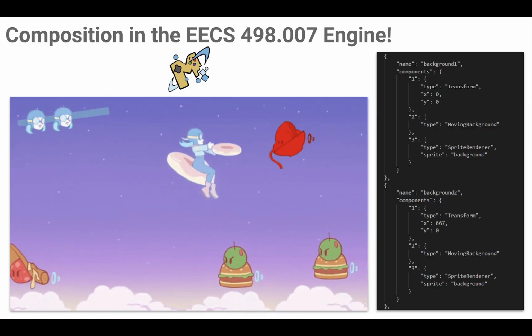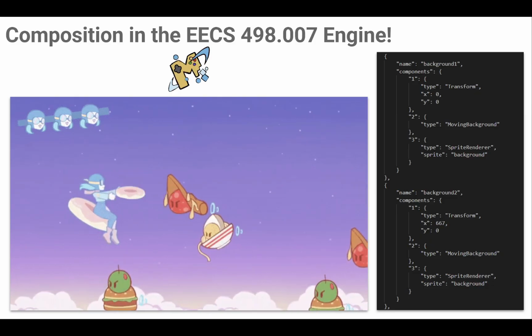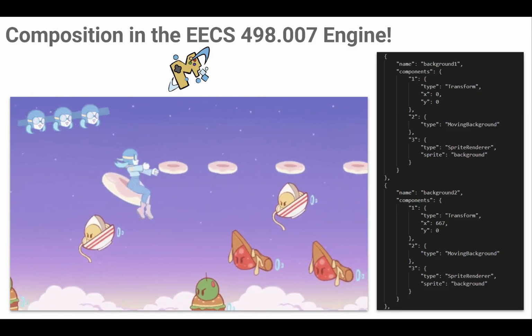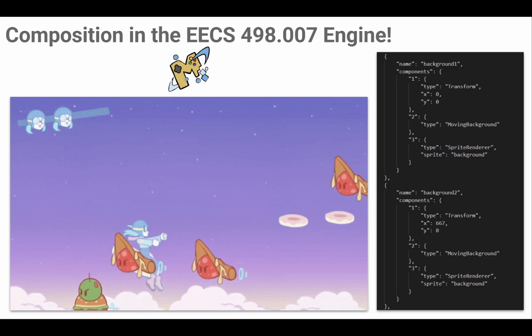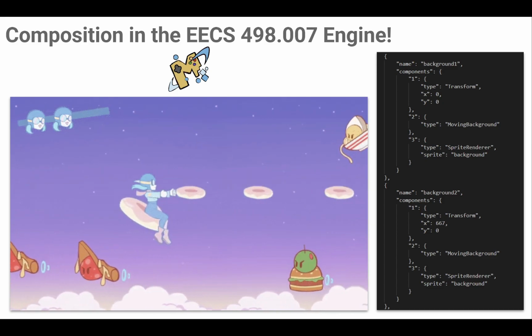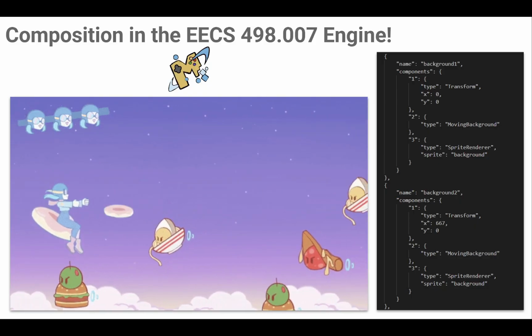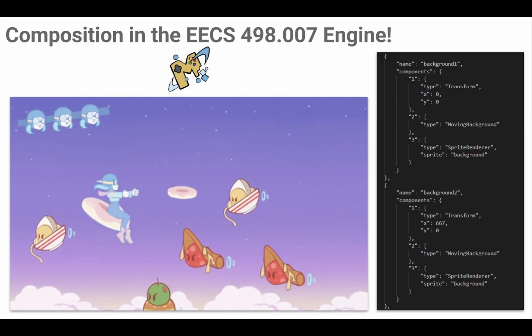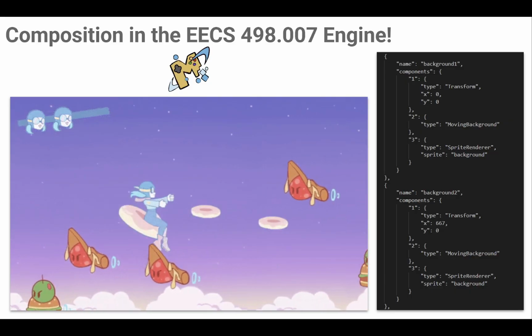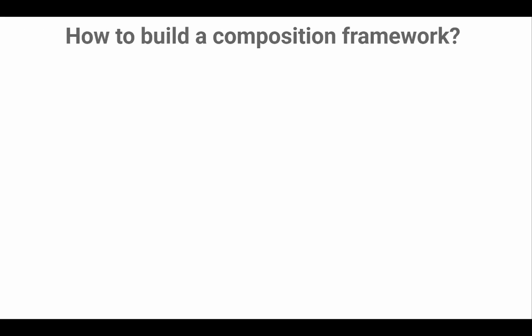Each of these actors has a transform component with an X and Y value, a moving background component, and a sprite renderer component with a certain sprite configured, the beautiful purplish background image that you see. And so this is how we do it in our custom 498 engine.